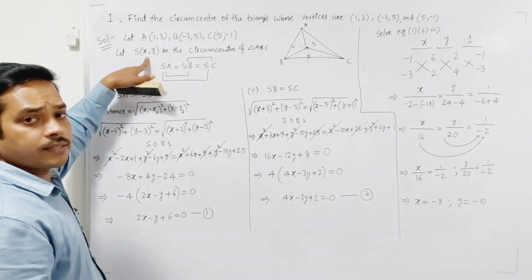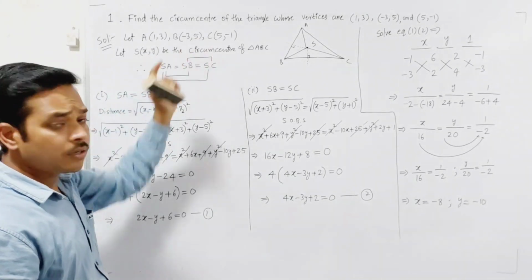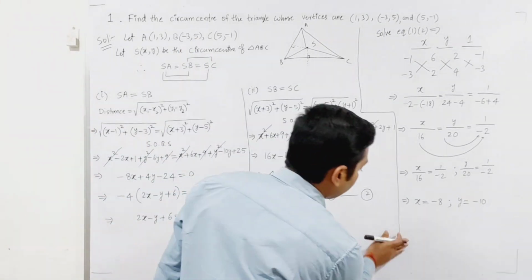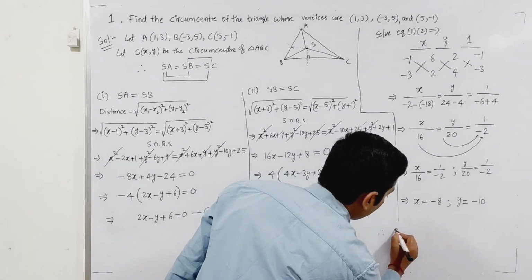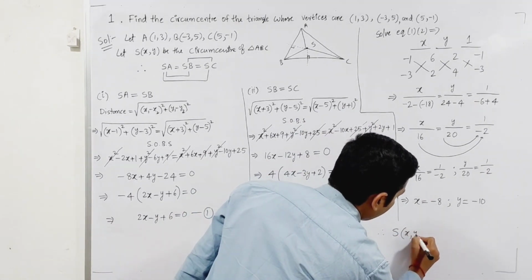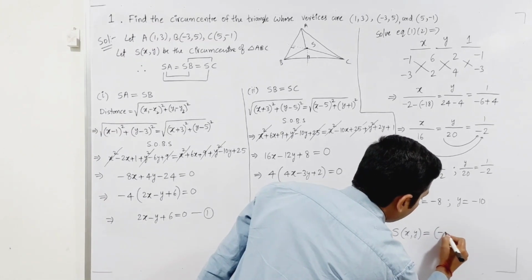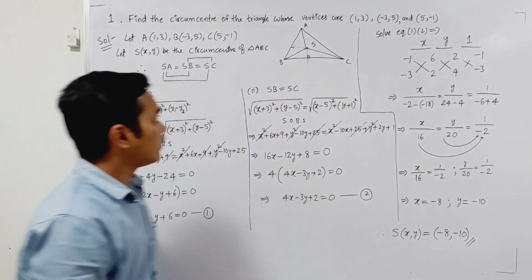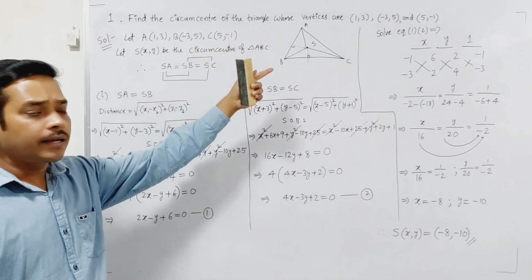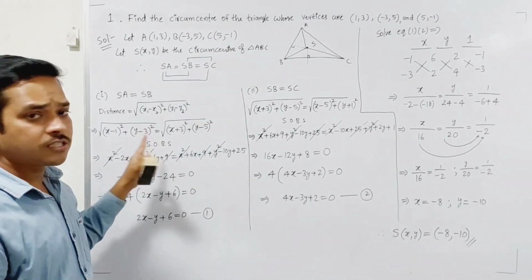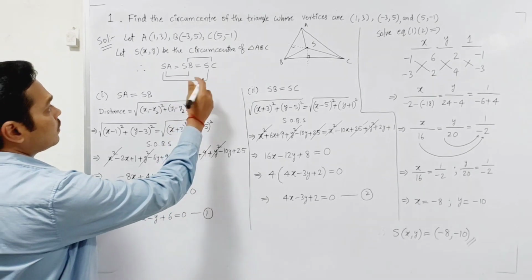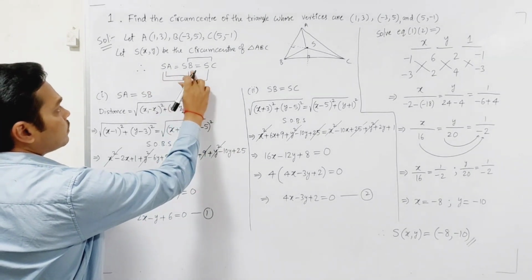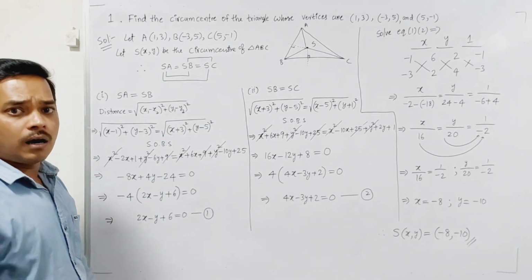What is (x, y)? (x, y) is nothing but the circumcenter of the triangle ABC. Therefore, circumcenter (x, y) is equal to (−8, −10). This is the circumcenter of the given triangle ABC. This is the first method. In the first method, the condition SA = SB = SC is used.